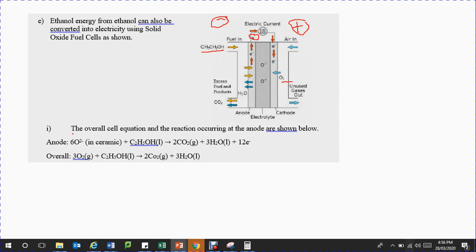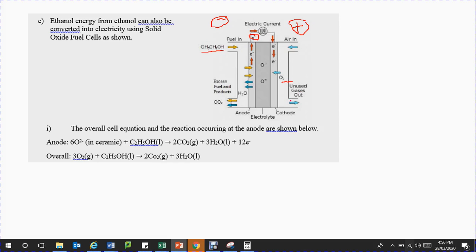Let's have a look at the first question. It says the overall cell equation and the reaction occurring at the anode are shown below. So this reaction here: my ethanol will be oxidized and then it's reacting with my oxide to produce carbon dioxide and water, and then I've got my overall reaction. So part I says I need to write an equation with the reaction occurring at the cathode.